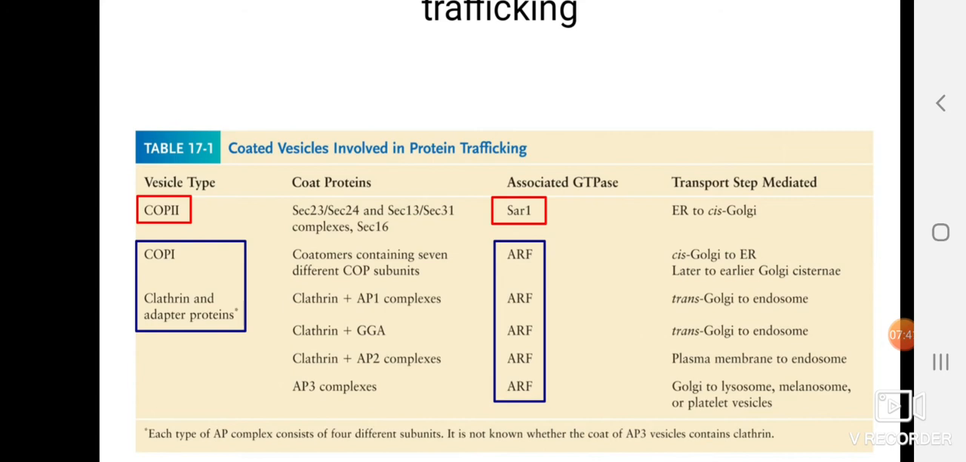For example, clathrin binds with the GGA protein molecules in the trans Golgi, where the vesicles get formed for the formation of endosomes, like AP2 at the plasma membrane, AP3 at the Golgi to lysosome, melanosome, platelet vesicles, like that.